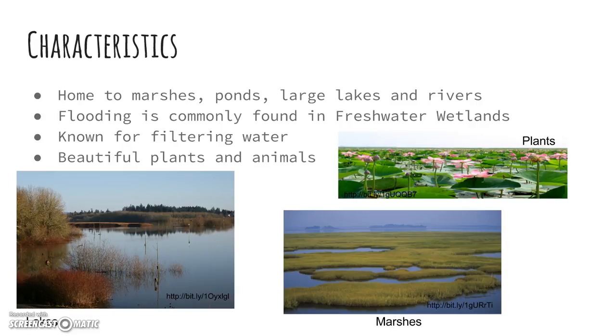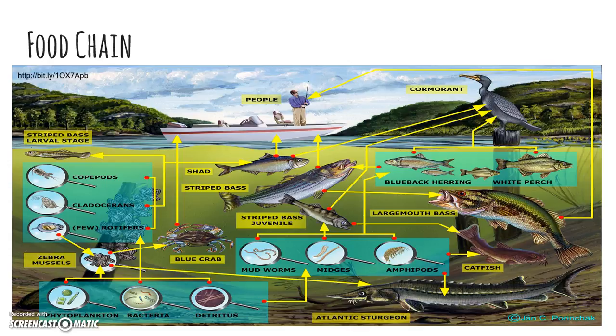And of course, the obvious thing is freshwater wetlands are very beautiful, ranging from their plants and animals to their abiotic traits. We also have some pictures on our slides. One is of a lake, one is of the marshes, and one is of the plants that you can find in the freshwater wetlands. Okay, so next we're going to be talking about the food chain.